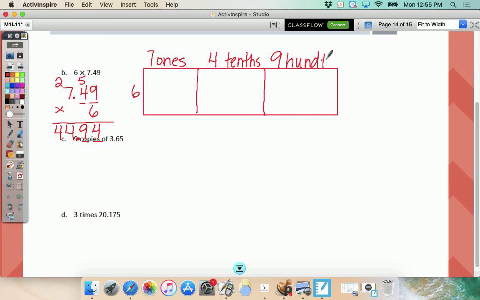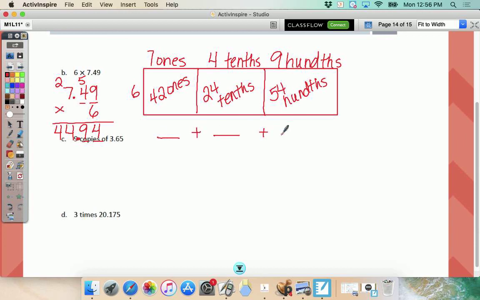Okay, now, a lot of times kids forget to multiply. So 7 times 6 is 42 what? Ones. And this is 24. Tenths. And 6 times 9? 54 hundredths. Very good. Okay, so just tell me as a class, how am I going to write 42 ones in standard form? 42. Okay. 24 tenths? 2.4. Awesome. 54 hundredths? 0.54.